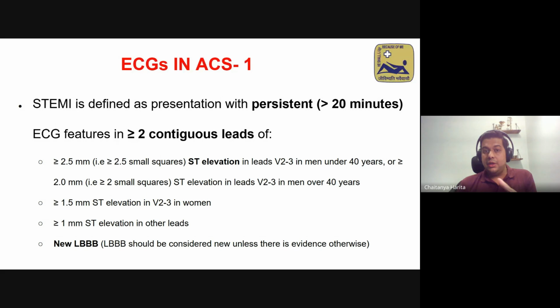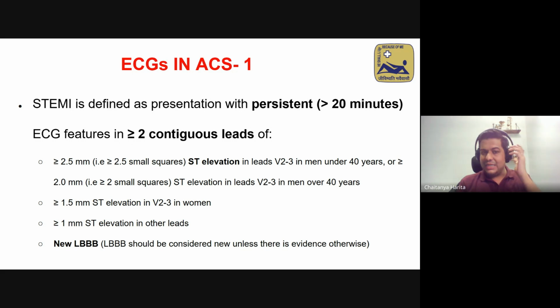Now, what do you mean by contiguous? There's a difference between contiguous and continuous. Contiguous means leads which supply or reflect the same arterial territory. For example, V1, V2 septal, V3, V4 anterior, 1, AVL, V5, V6 lateral, 2, 3, AVF inferior. So contiguous means the ECG leads which correspond to a particular chamber, and that is important to look at.